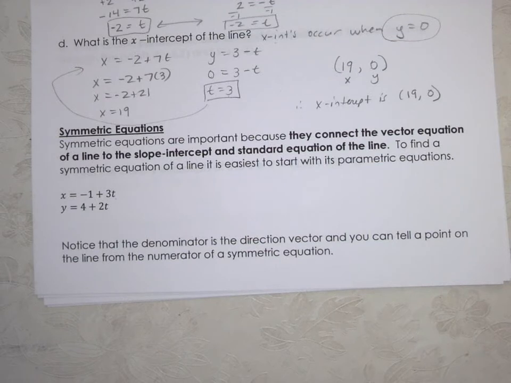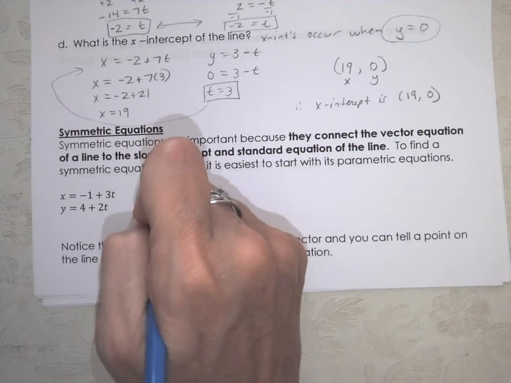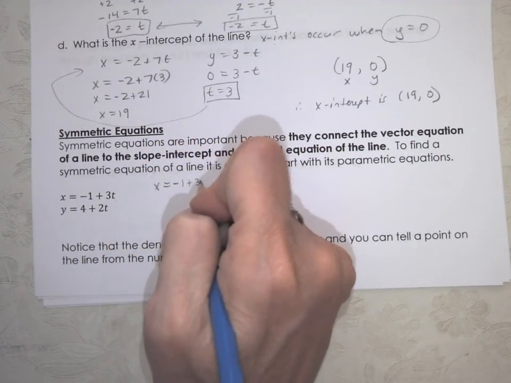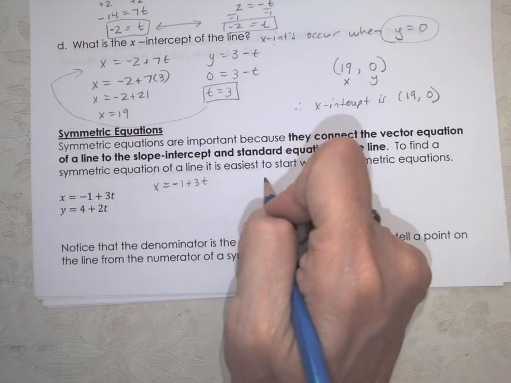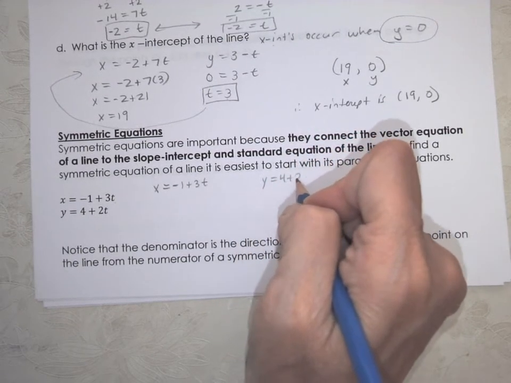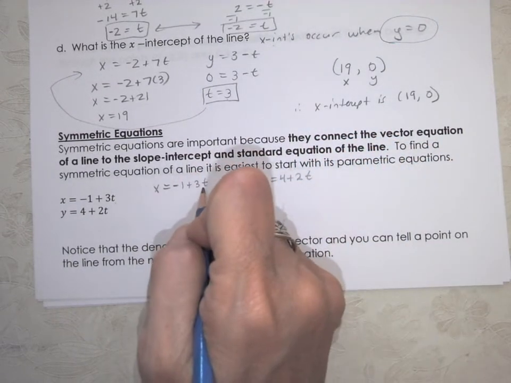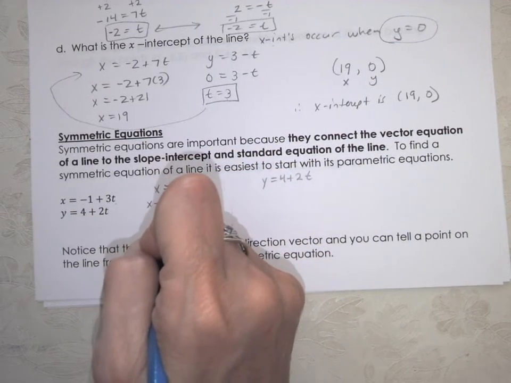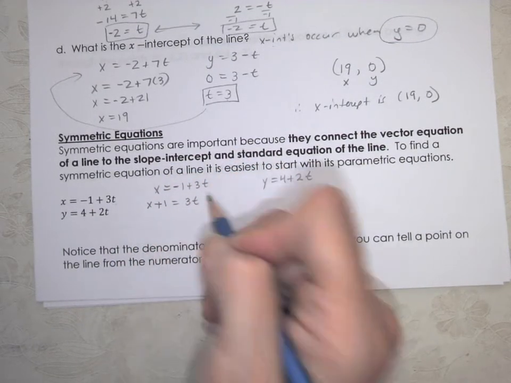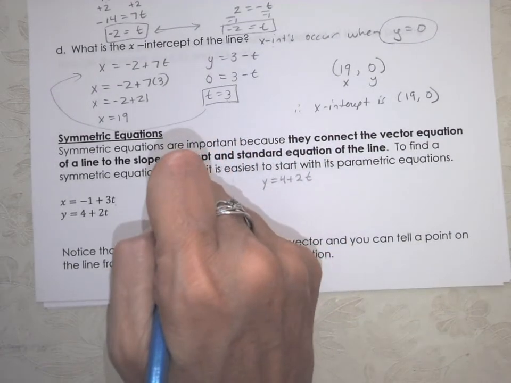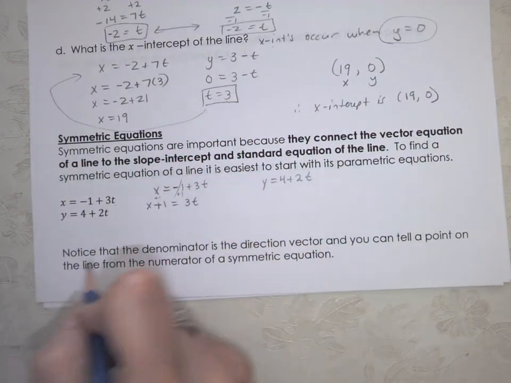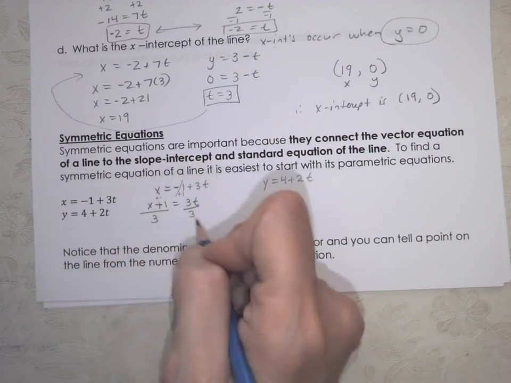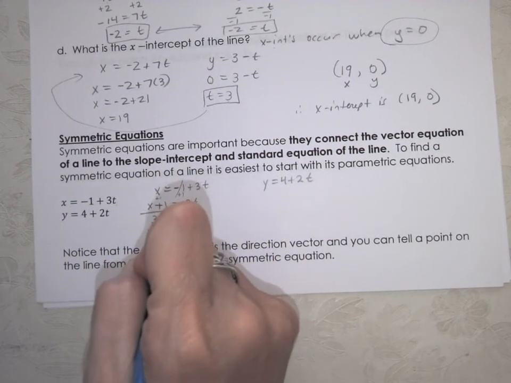So to find the symmetric equation of a line, it's easiest to start with its parametric equation. So we're going to go back to this line we've been talking about since the beginning. And what we're going to do is solve each of these parametric equations for t. So we want to get t by itself in each equation. First, I'm going to add 1 to both sides. So the add 1s would cancel out, and I get x plus 1 equals 3t, and then I'm going to divide both sides by 3. So I get t is (x plus 1) over 3.